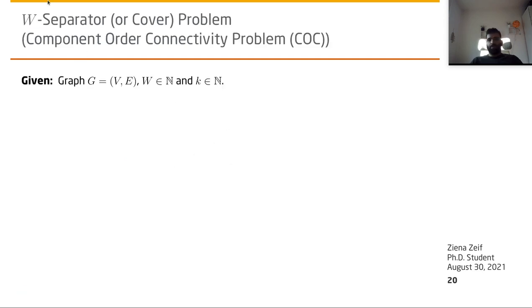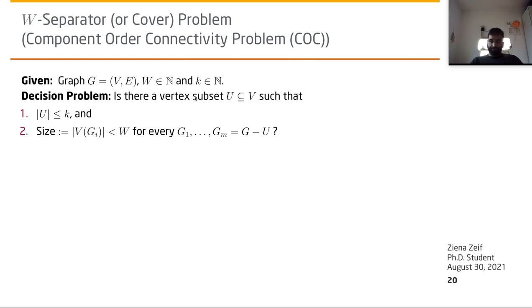The problem that we want to consider as an application for the balanced crown decomposition is the W separator problem, also called the component order connectivity problem. Given is a graph and two parameters w and k, and we want to find a vertex subset of cardinality at most k, such that after removing them, each connected component that remains has size less than w.